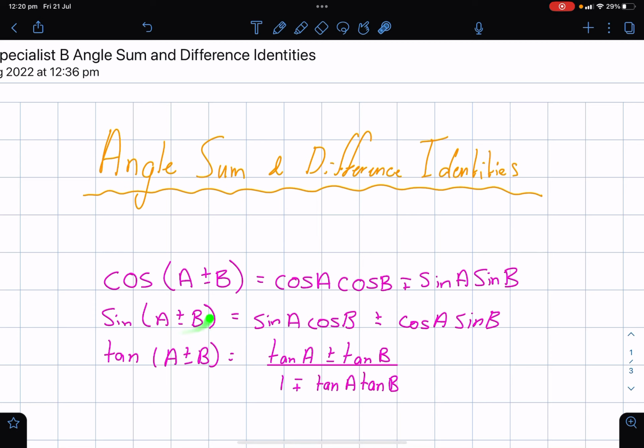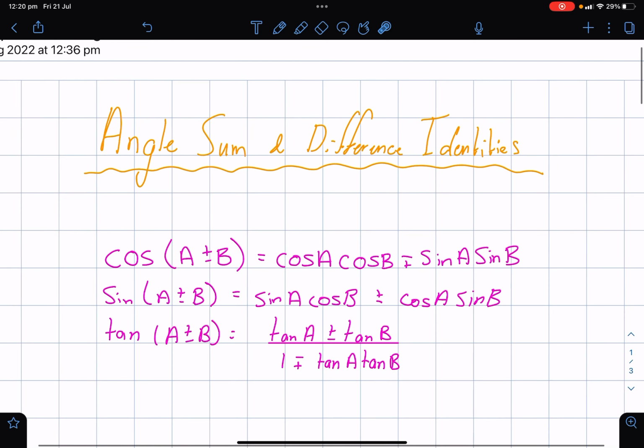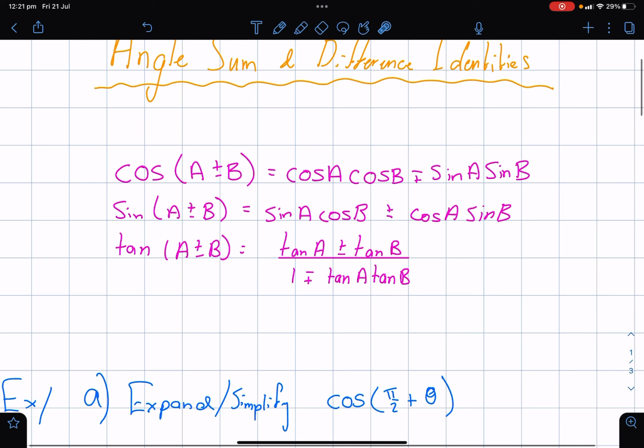Sine of A plus or minus B is sine A cos B plus or minus cos A sine B. And then finally, tan of A plus or minus B is tan A plus or minus tan B, all divided by 1 minus plus tan A tan B. So a lot of what it is either identifying which one of these we have and then applying it, or finding which one of these we have and then simplifying it back into this form here. So let's have a bit of a look at this.